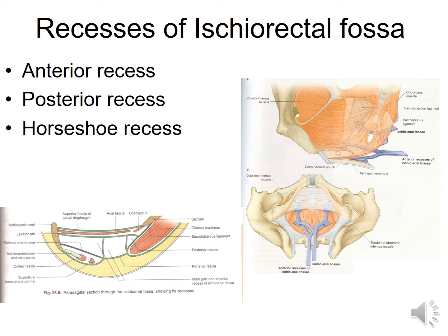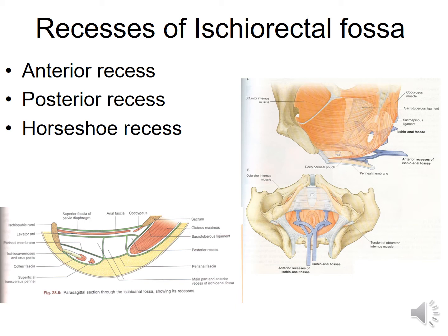Then we have the posterior recess, which cannot be seen over here, but the posterior recess is the extension of the ischiorectal fossa deep to sacrotuberous ligament, which can be appreciated over here, right? So this arrow which is shown, the arrow which is given above, is projecting into the posterior recess. That it is the one which is extending beyond deep to the sacrotuberous ligament.